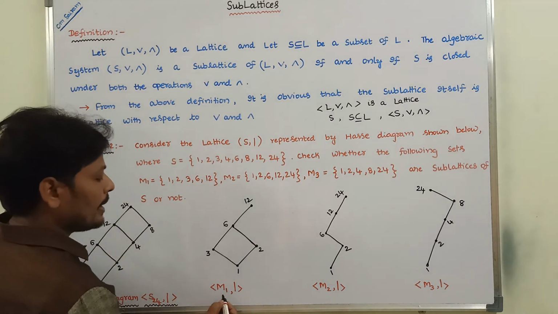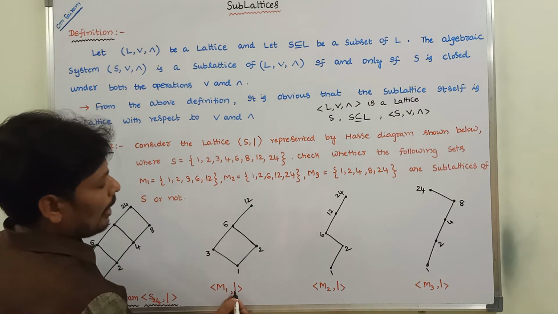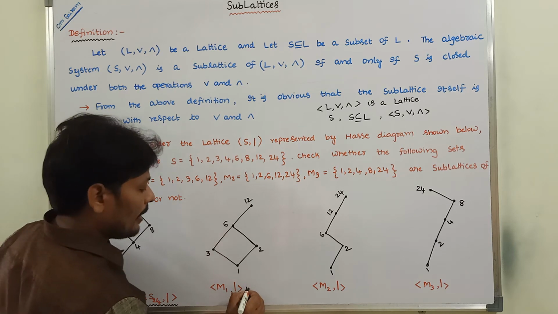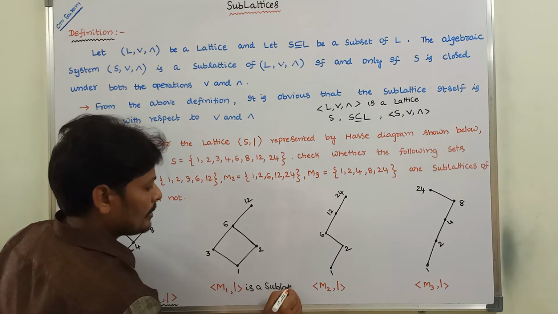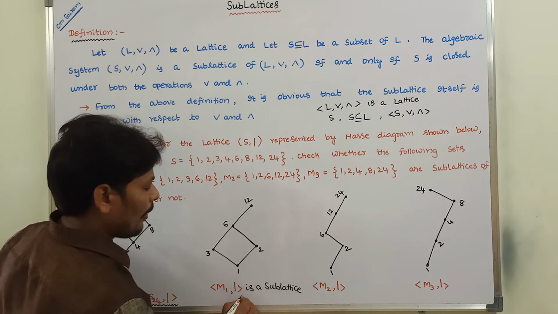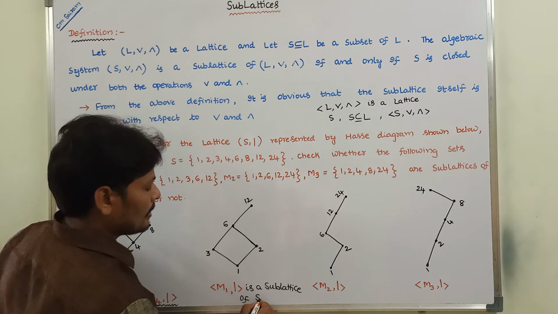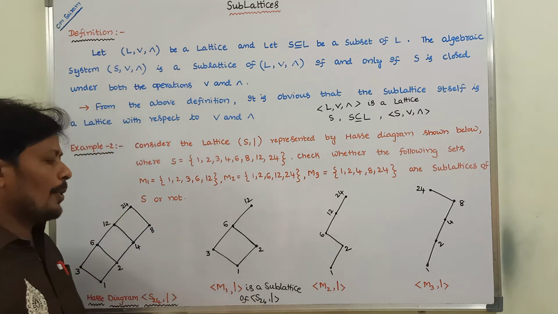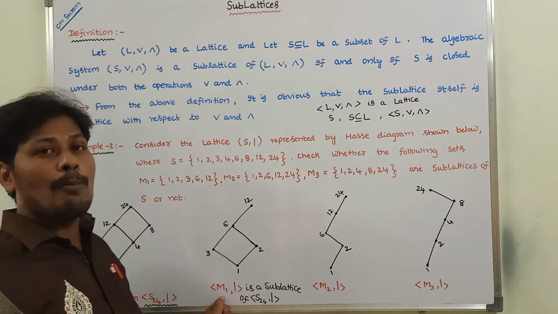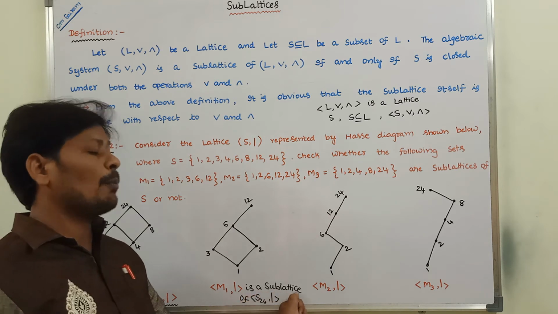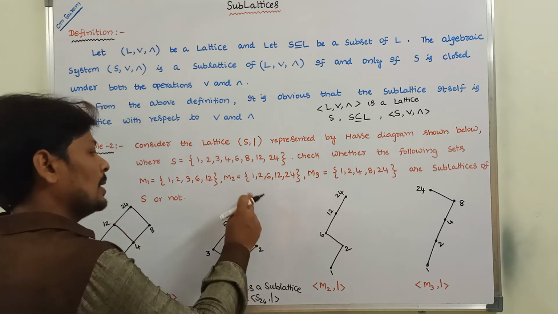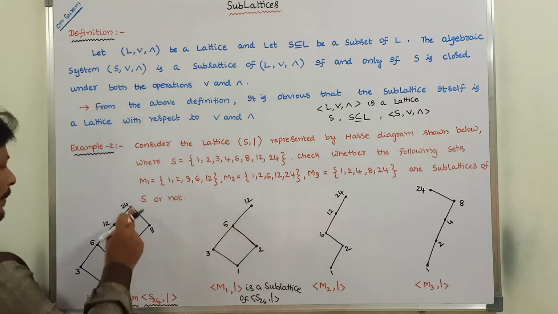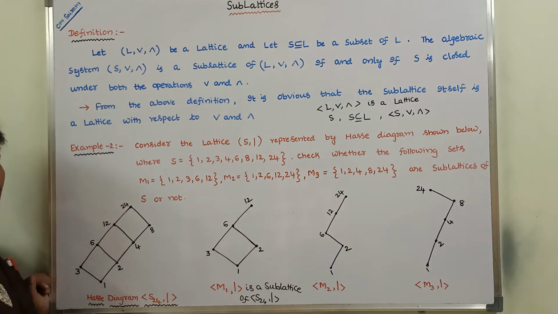Okay, hence we can say that M1 comma division relation is a sublattice of S24 comma division relation. Okay, so this is a sublattice of S24 comma division relation.